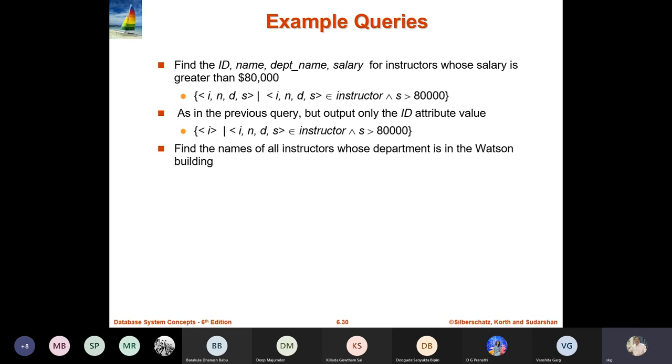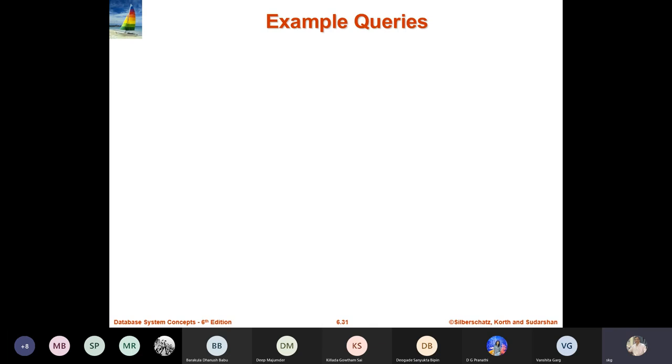Similarly, find the names of all instructors whose department is in Watson building. So what we see here is N equal to, that output is the name of the instructor. There exist I, D, S where I, N, D, S, that is the ID, name, department name and the salary, belongs to the instructor, and there exists B, A where D, B, A belongs to the department and building equal to Watson. Okay, so we can represent the queries in this form.